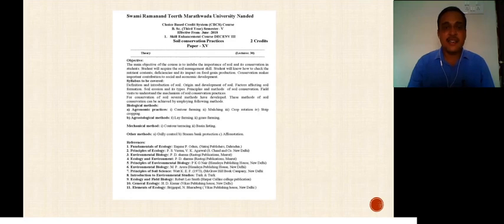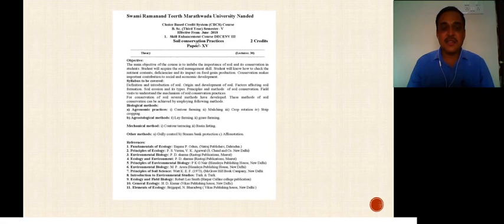hotspots of biodiversity. Likewise, 10 lectures are allotted for this unit. The third unit is natural resources, which has three important topics: energy resources, forest resources, and wildlife resources, with 15 periods or lectures allotted. These are some books which are useful for study material from the student's point of view. Then there is another paper, the skill enhancement course.